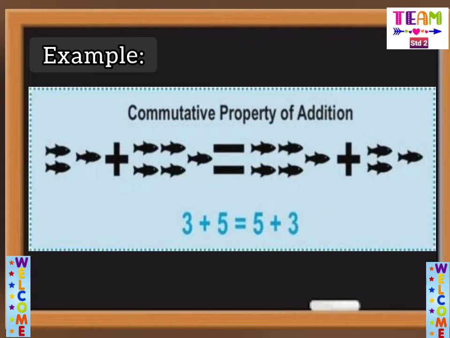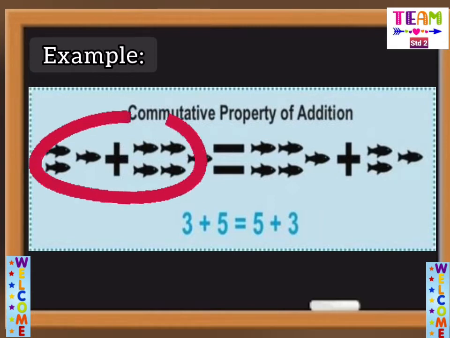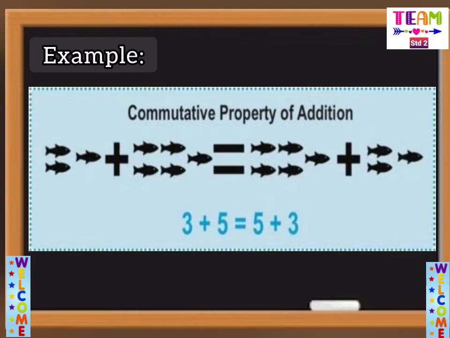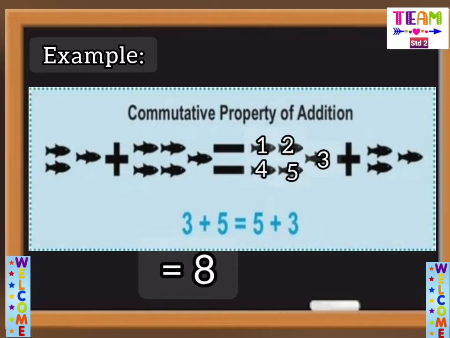I want you to help me count how many fish we have on this side. So let's count with me. 1, 2, 3, 4, 5, 6, 7, 8. So we get 8. So 3 plus 5 equals 8. Now let's count how many fish we have on the other side. 1, 2, 3, 4, 5, 6, 7, 8. So we get 8. So 5 plus 3 equals 8.